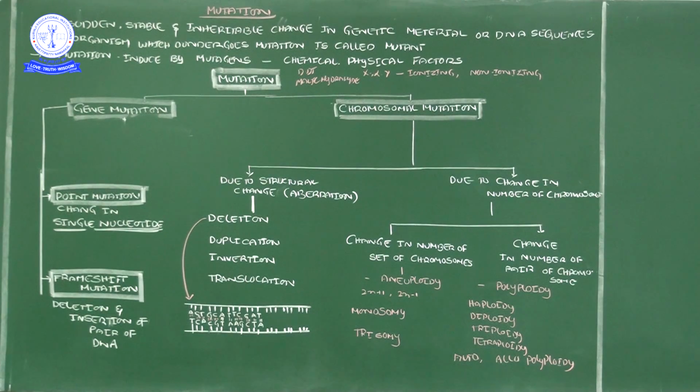Then chromosomal mutation. As I already said, the first one is due to structural changes, the aberrations. Structural change in the chromosomes is given the particular name aberration. Aberrations are caused in four different ways. One is deletion. A particular part of the chromosome may be deleted, or else a deleted portion or already existing part is copied again.